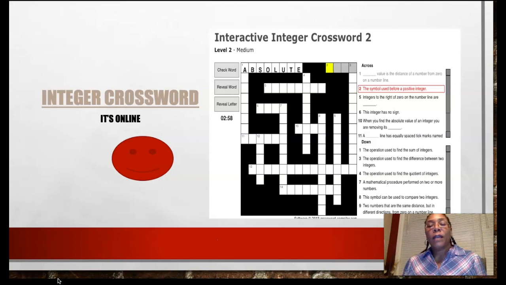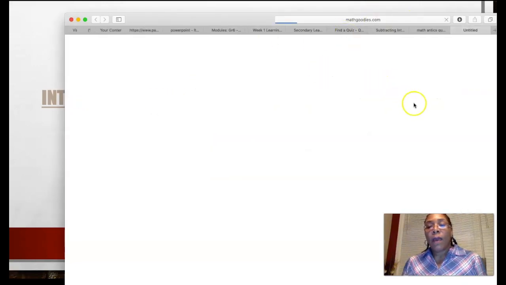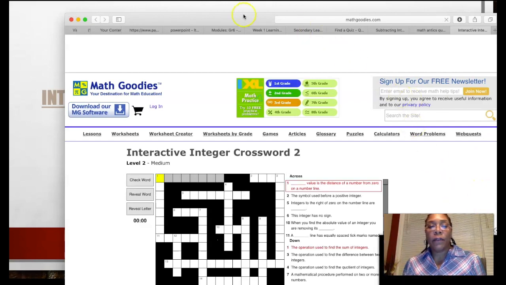So, our second part of our lesson, thinking about writing or vocabulary in mathematics, is we're going to do an integer crossword puzzle. This link will be found in your daily lesson page for the day. But I'm going to also show it to you very quickly just so you can see what it looks like when you go online. If I click here, it's going to go to Math Goodies, and I'm sure a lot of you have already heard of this site.